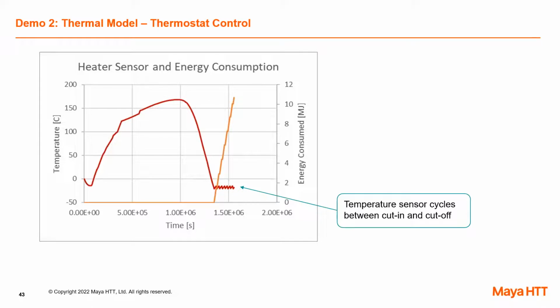This is the results of the thermostat controlled heat load. With a thermostat controlled heat load, you automatically get a CSV report containing sensor temperature and power consumption automatically generated. We can see here the sensor temperature is the red curve. So when we reach minus 20 C, the heater cycles on and you can see the sensor temperature bouncing between minus 20 and minus 15 near the end there. Notice also the orange curve, which shows the total energy consumed by the heater.